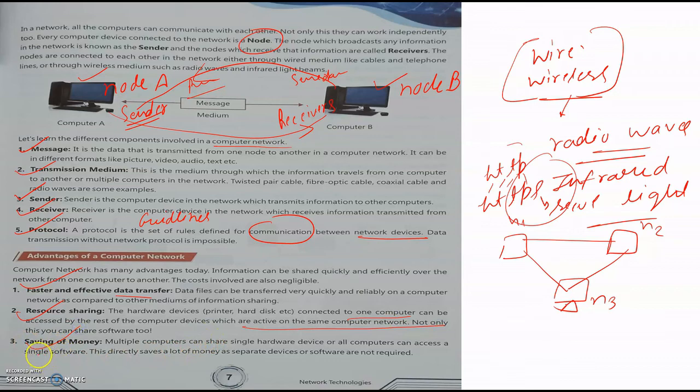Saving of money. Multiple computers can share a single hardware device, or lots of computers can access a single software. Suppose I have the software and some other person doesn't, so I can give a copy of my software to the other person. It is a saving of money for them. In the same way, vice versa, if someone has software that I don't have, I can take it from there. So it is basically a saving of money.